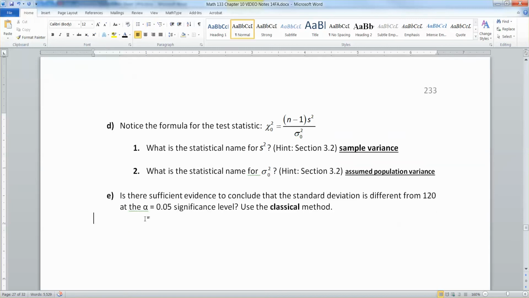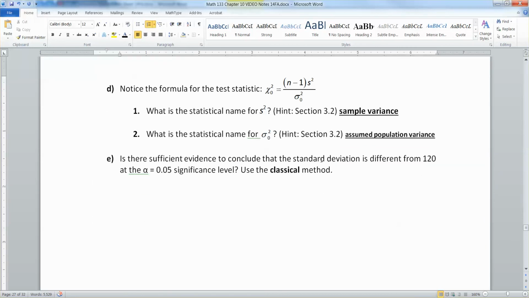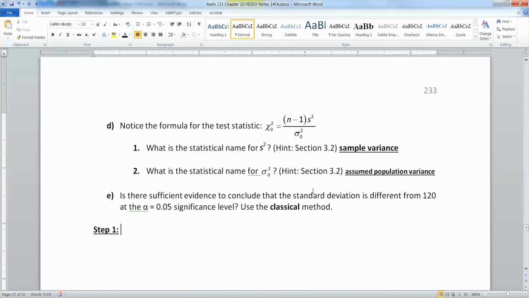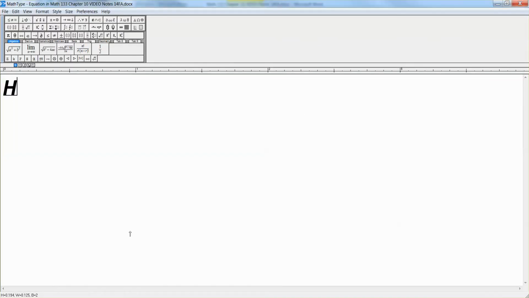All right, now, is there sufficient evidence to conclude that the standard deviation is different from 120 at the alpha equals 0.05 significance level? Use the classical method. Alrighty then, we're doing the whole 6-step process. Step 1, we need some hypotheses. Now you can write these one of two ways. They're talking about the standard deviation. So you can write H naught, which is sigma equals 120.